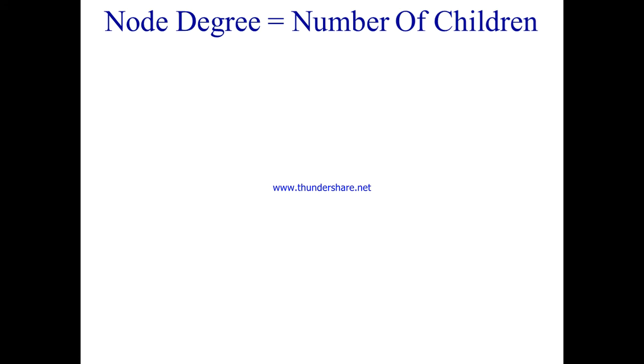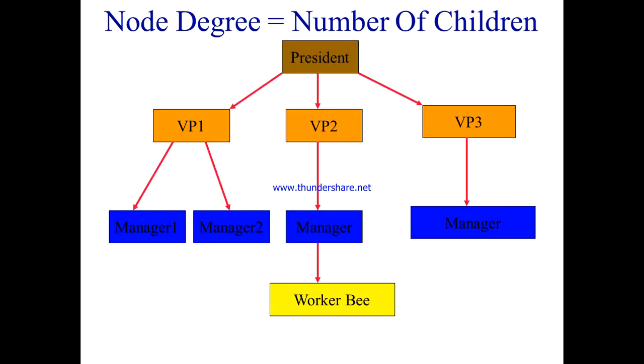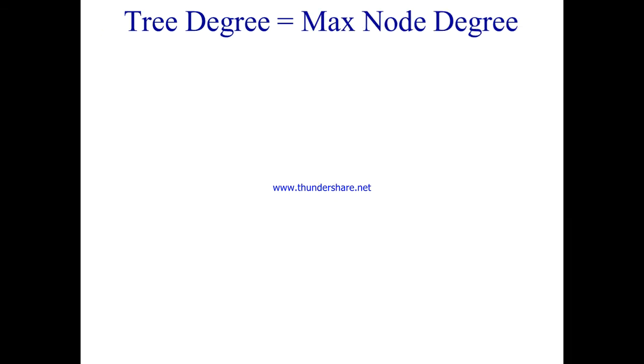And what is the degree? For each node there is a node degree, which is the number of children it has. The root node here has 3 children, so its degree is 3. Then here 2, then 1, then 1, then 0 for the managers, 1 here, and the next one is 0, and the last is 0. We have seen this in the last class itself.